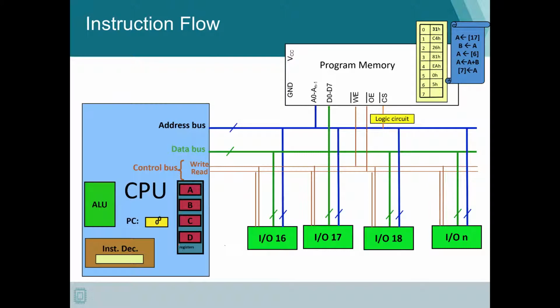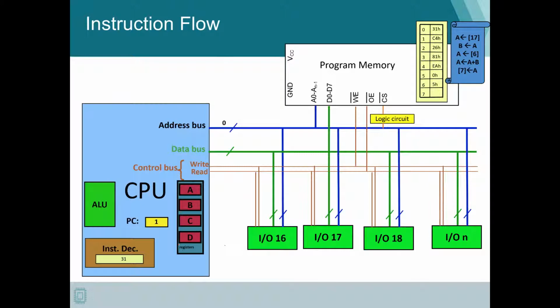To start with, that's our program counter. It puts the address from which it's going to fetch the instruction onto the address bus, and informs the program memory that it wants to read. Now the memory is fetched through the data bus and goes to the instruction decoder. The value 31 typically means that it's basically LDI, say from memory location 17 to A.